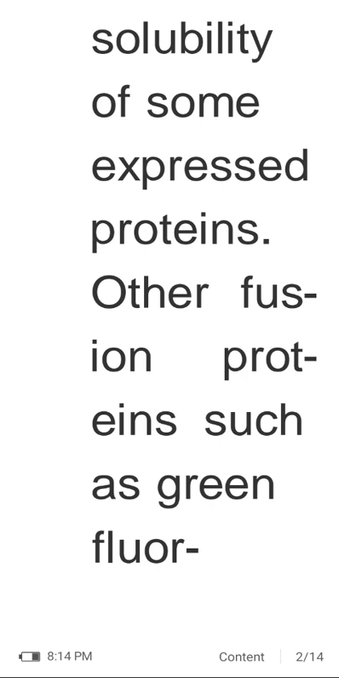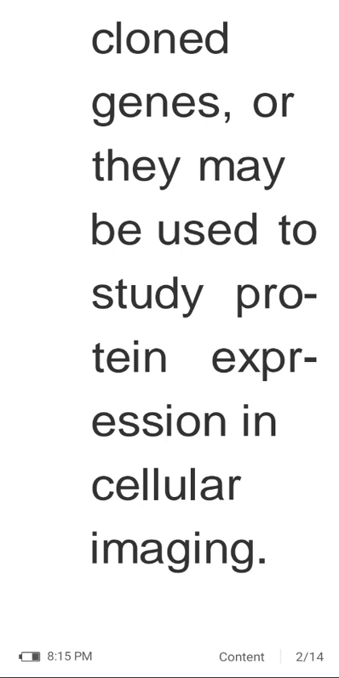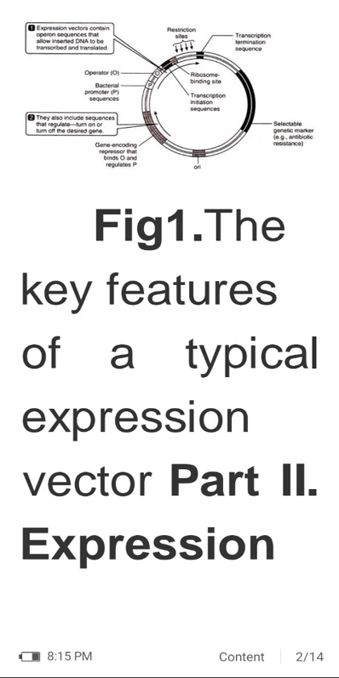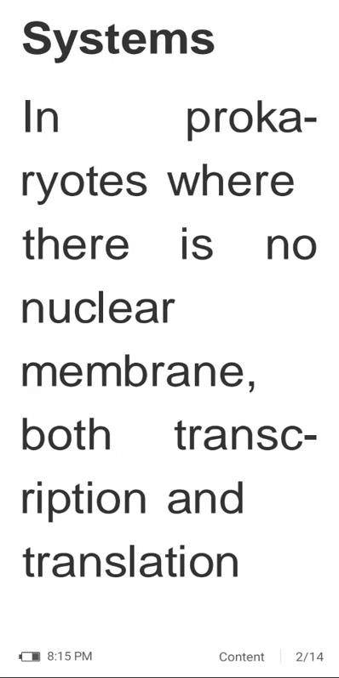Other fusion proteins, such as green fluorescent protein, may act as a reporter gene for the identification of successfully cloned genes, or they may be used to study protein expression in cellular imaging. So here we could see the key features of a typical expression vector. Okay. Then next is about expression systems.